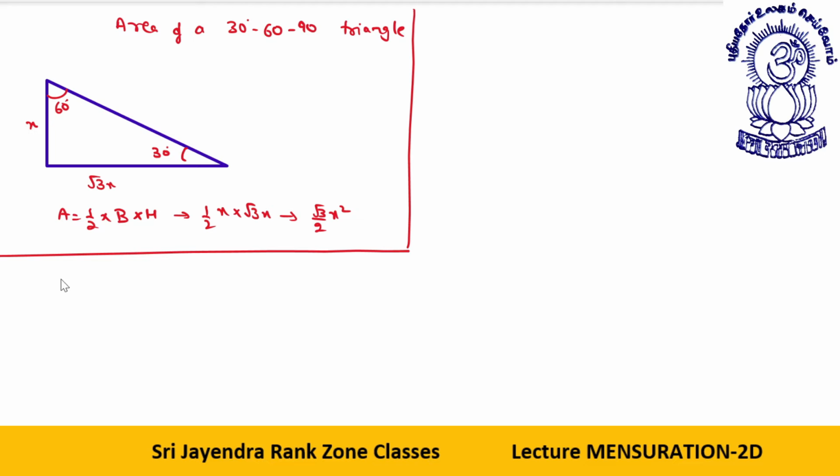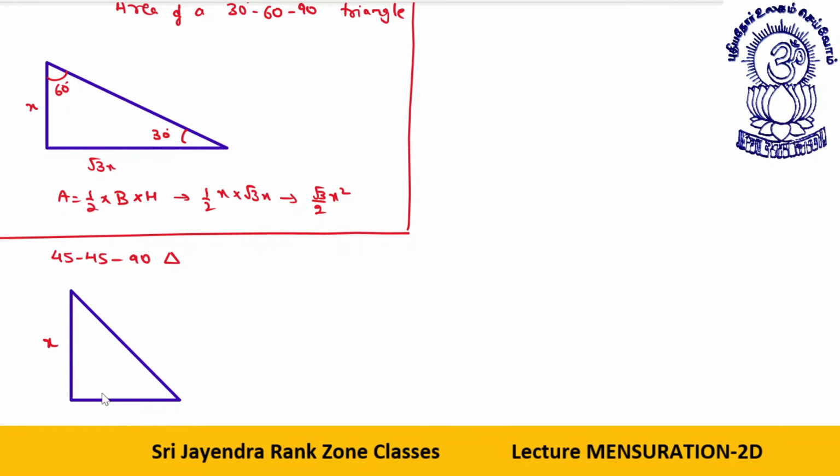The next we have is 45, 45, 90 triangle. How do we do a 45, 45, 90 triangle? This is the most easiest one. See, this is a triangle. This side is x, this side is x. Directly the area will be half base into height, so that gives you half of x square. This side is the hypotenuse.